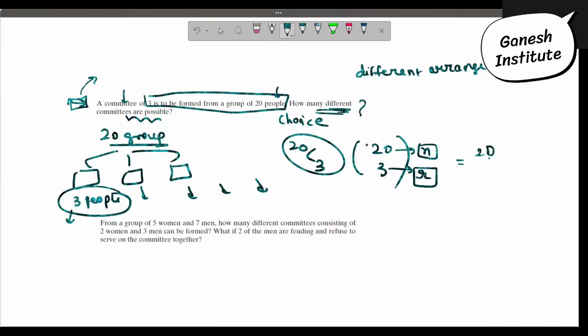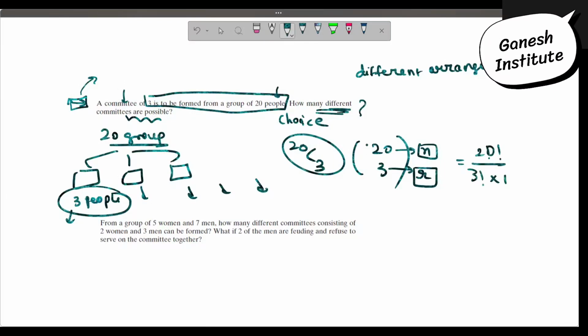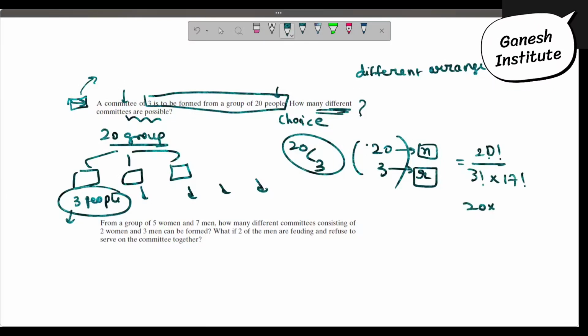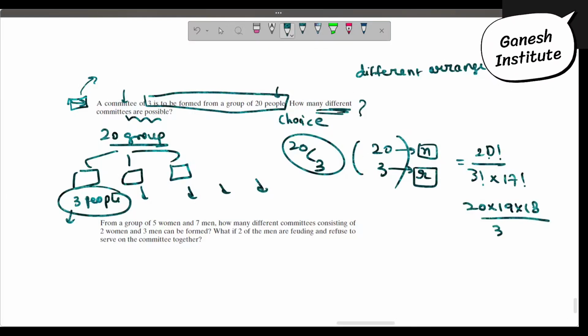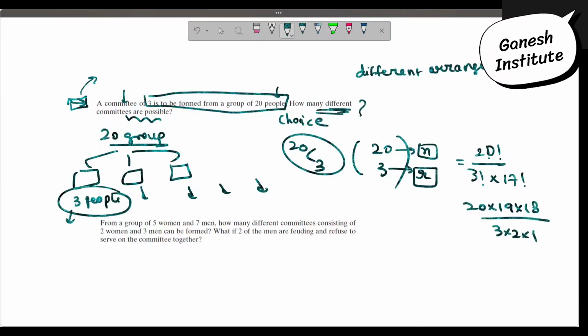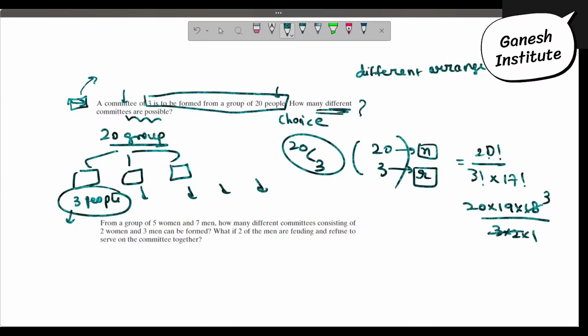So it is 20 factorial over 3 factorial and 17 factorial. 20, 19, 18, 17 factorial gone. 3, 1. So what will it be? 6 3s are 18, 19 3s are 57. It will be solved.